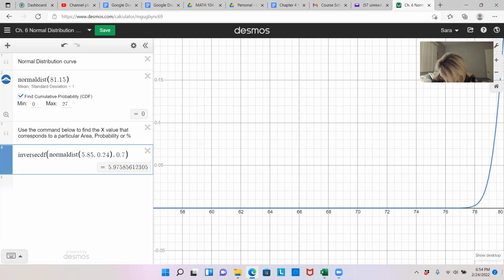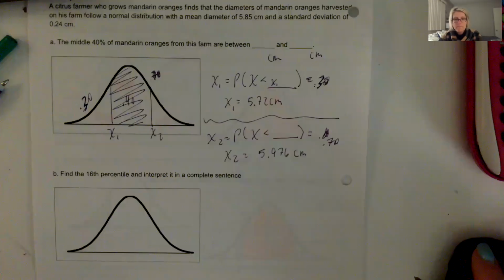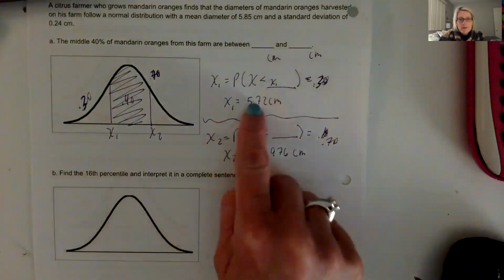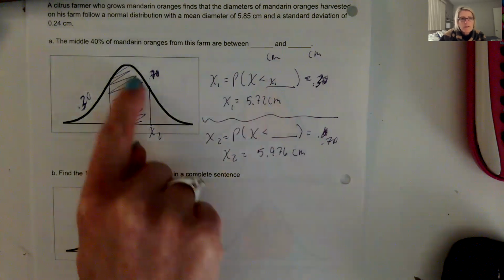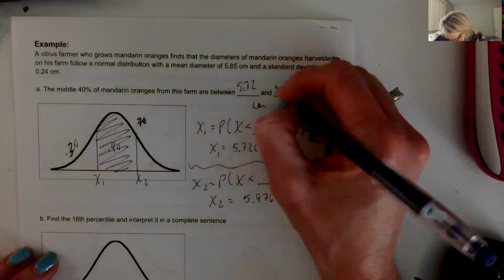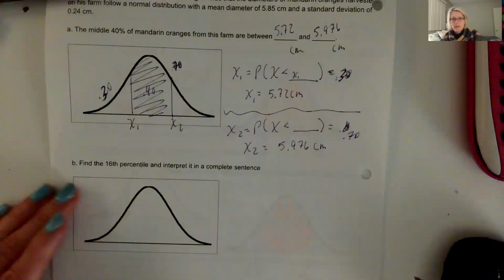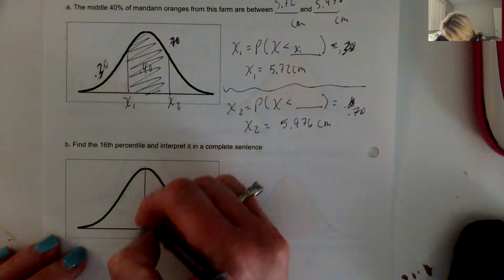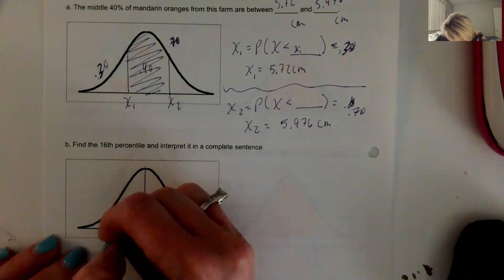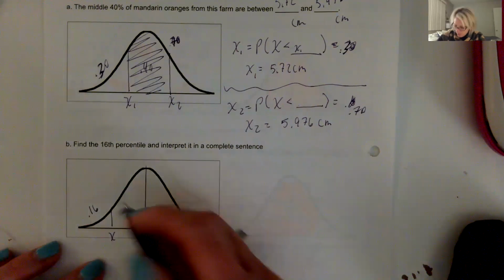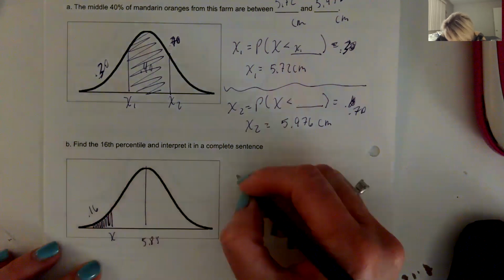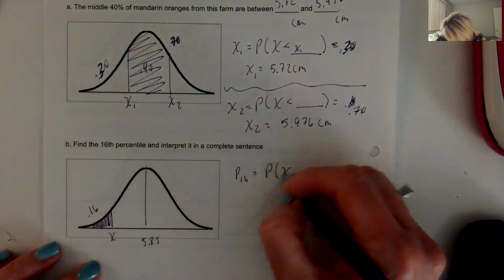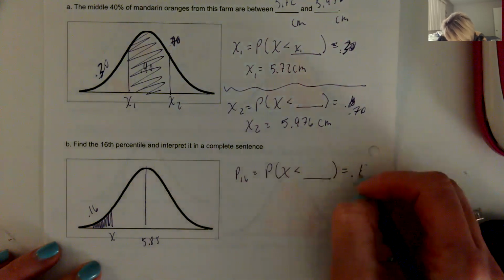Okay. And then the last one is just the 16th percentile. So let's go back and draw that one here and we'll finish up. There are the two, 5.72 and 5.976. Between those two is 40% of the mandarin oranges. And the last example says, find the 16th percentile and interpret it in a complete sentence. So there's the mean. And the 16th percentile is going to be an X value where 16% is below that value. So P16 is the probability where X is less than some value X equal to 16%.